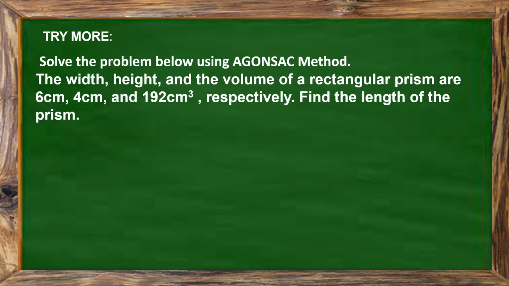Okay, another one. Solve the problem below using AGONSAC method. The width, height, and the volume of a rectangular prism are 6 centimeters, 4 centimeters, and 192 cubic centimeters, respectively. Find the length of the prism. So you solve this for 20 seconds.